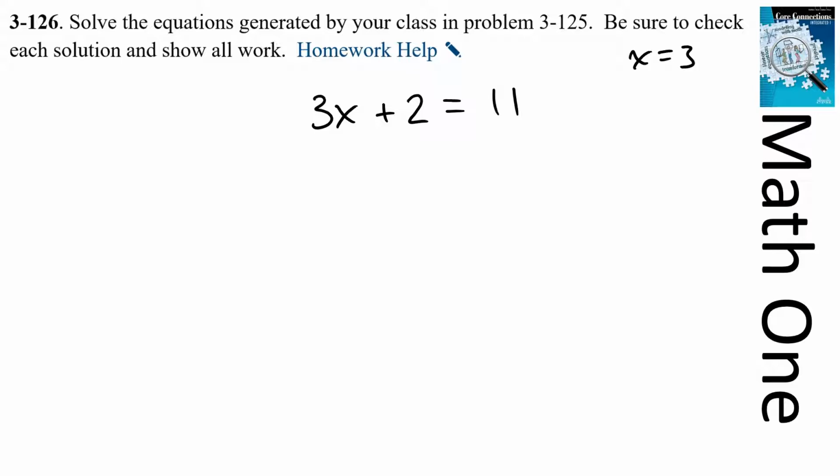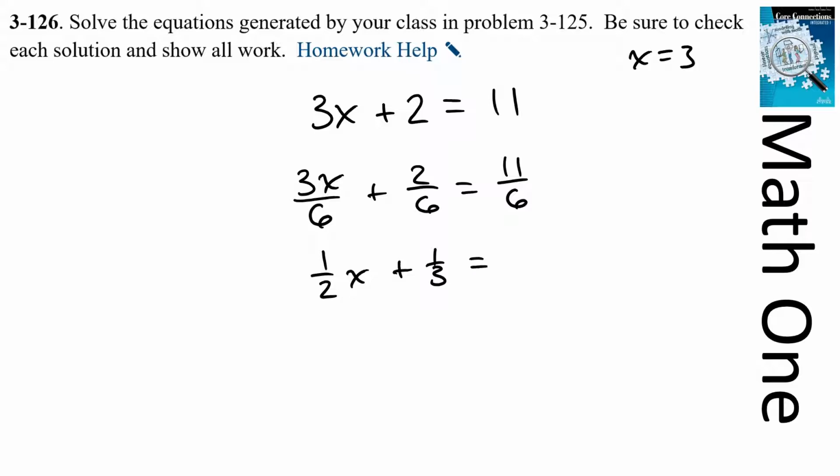So what if we were to make this not so attractive? One of the things I could do is divide both sides by the number 6. So I could write it as 3x over 6 plus 2 over 6 equals 11 divided by 6. Now I might simplify this, which would make it look a little more distorted, but I could write it as 1/2 x plus 1/3 equals 11/6.